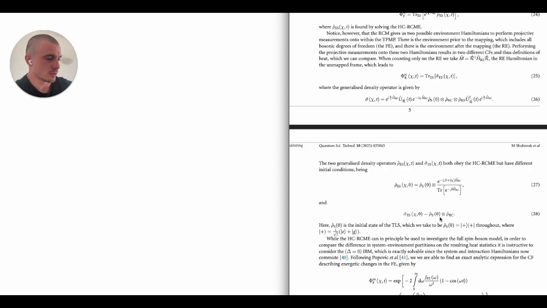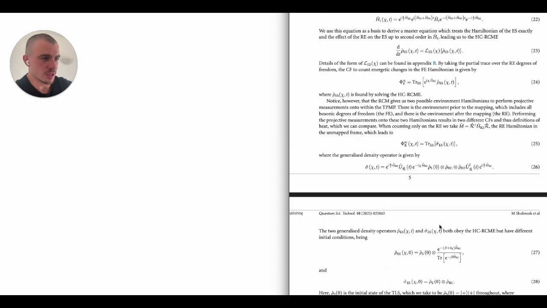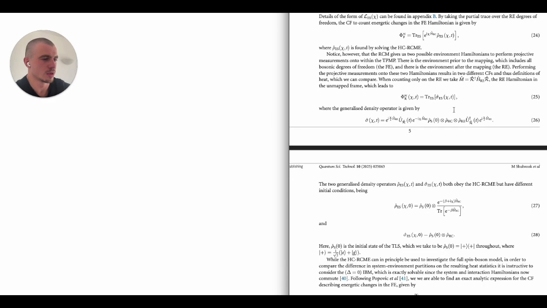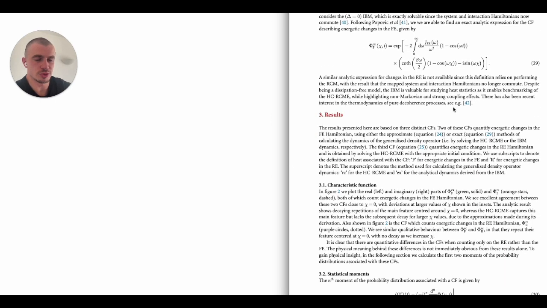And then after making that assumption, we're going to say, okay, well, now let's test the difference between our approximate method of calculating the full bath heat statistics with our also approximate method of calculating the residual bath heat statistics. So those two steps are, first of all, check that the master equation works, and then second of all, use the master equation to test two different definitions of heat. And that's what we're going to be doing in the results section next.